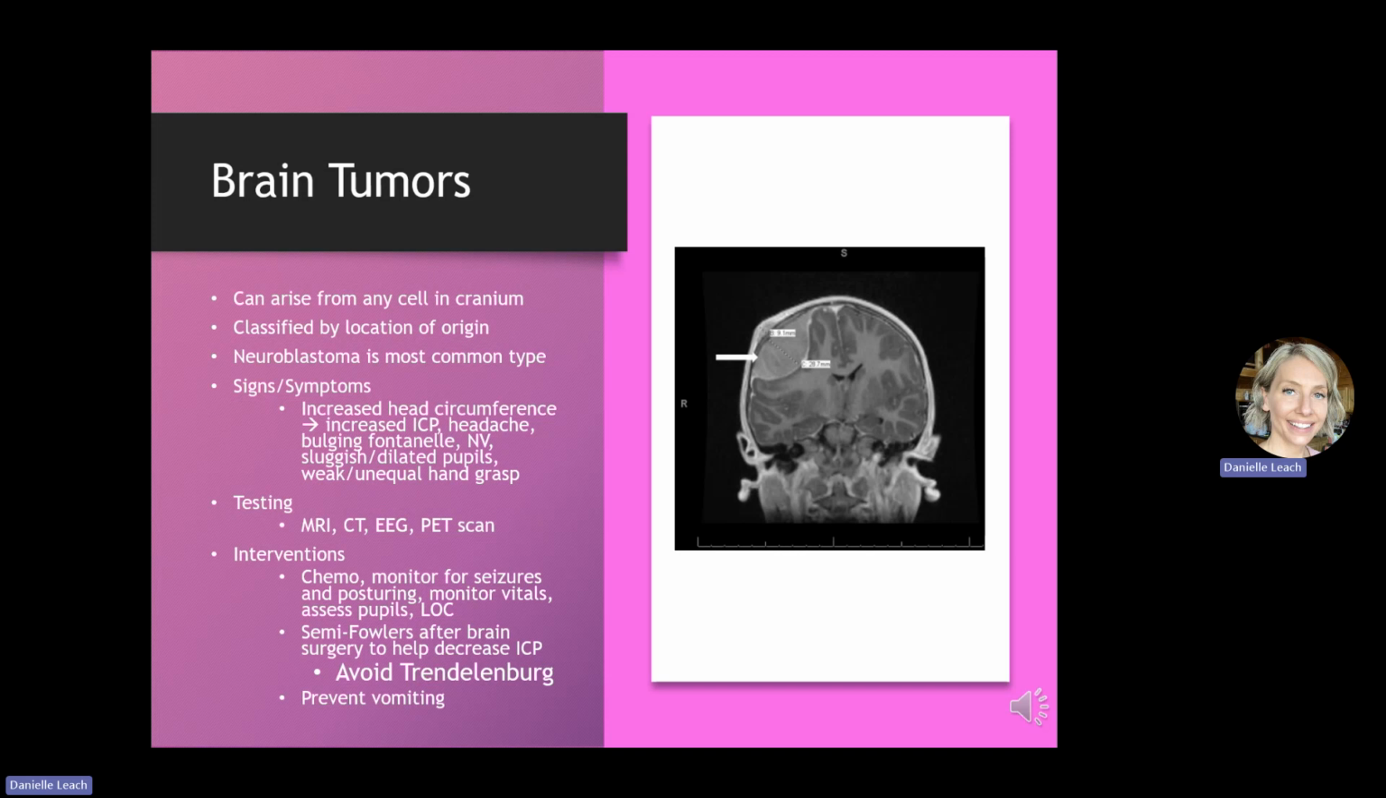We also want to avoid anything else that could increase pressure in their head. So things like vomiting, crying, sneezing, coughing. We want to decrease those things if possible.